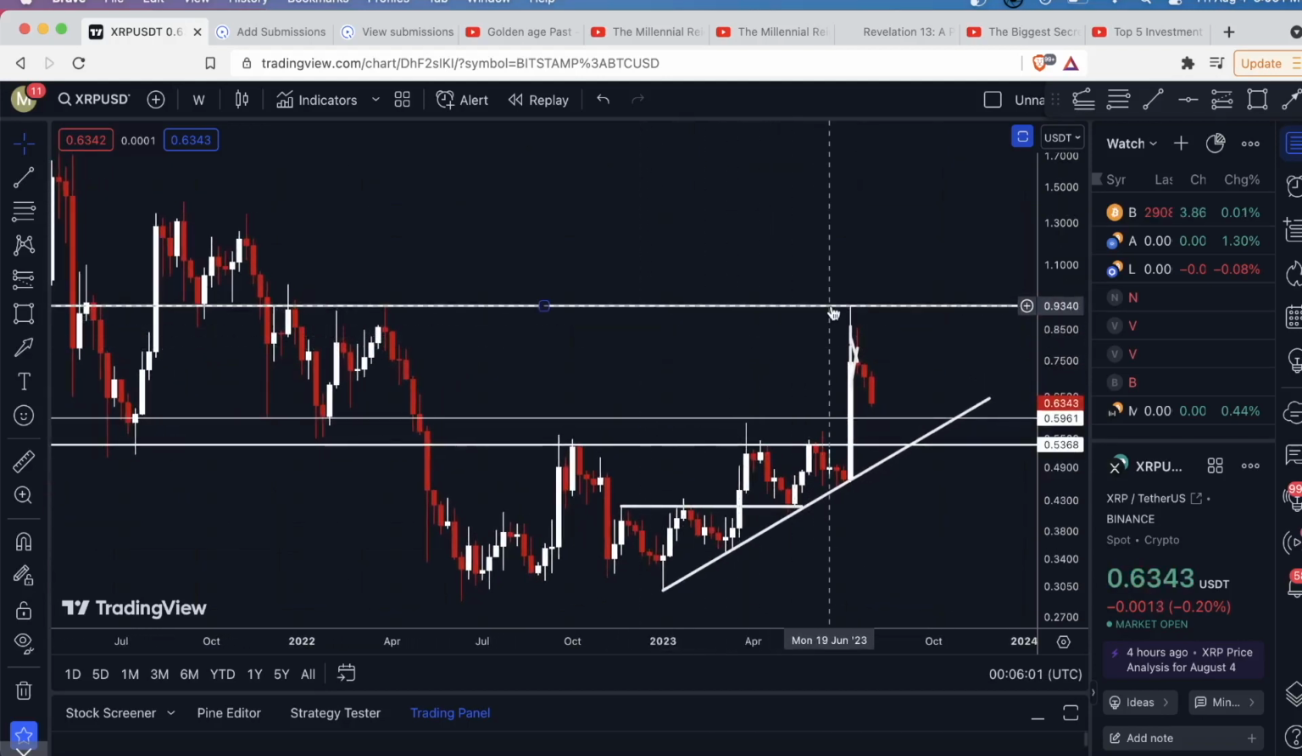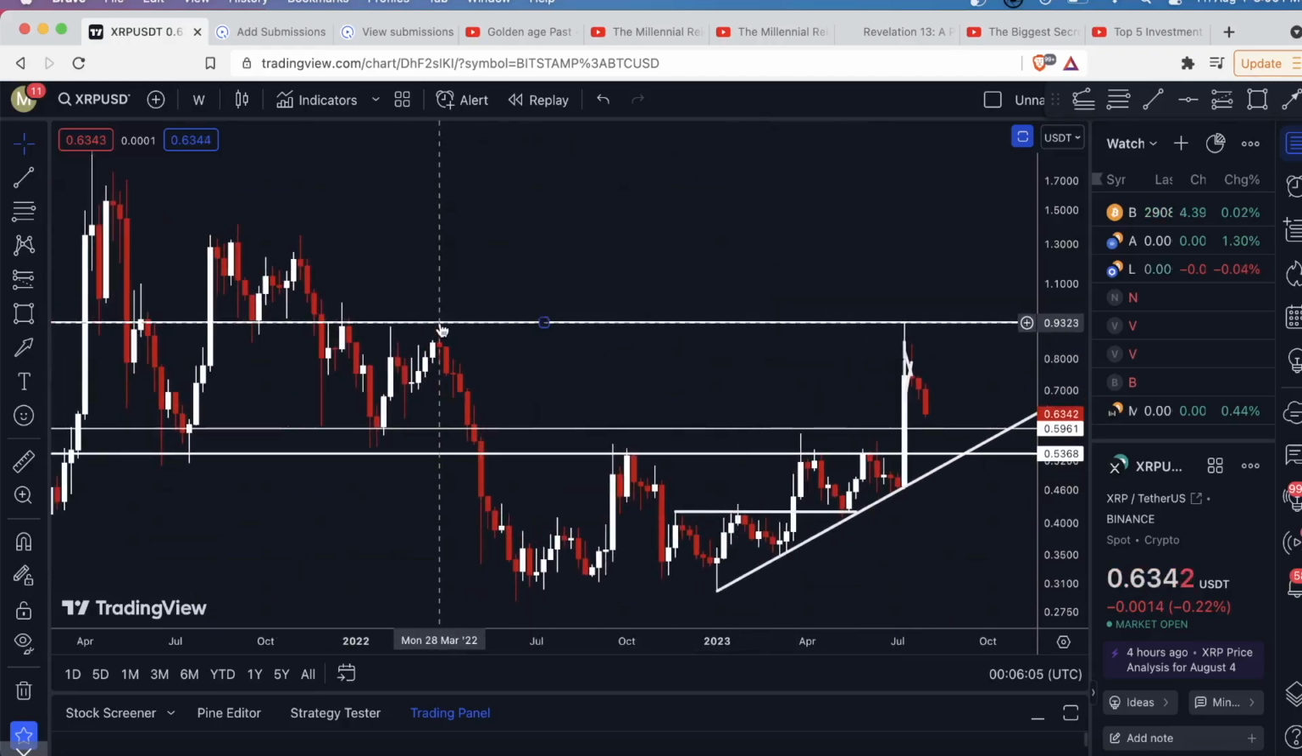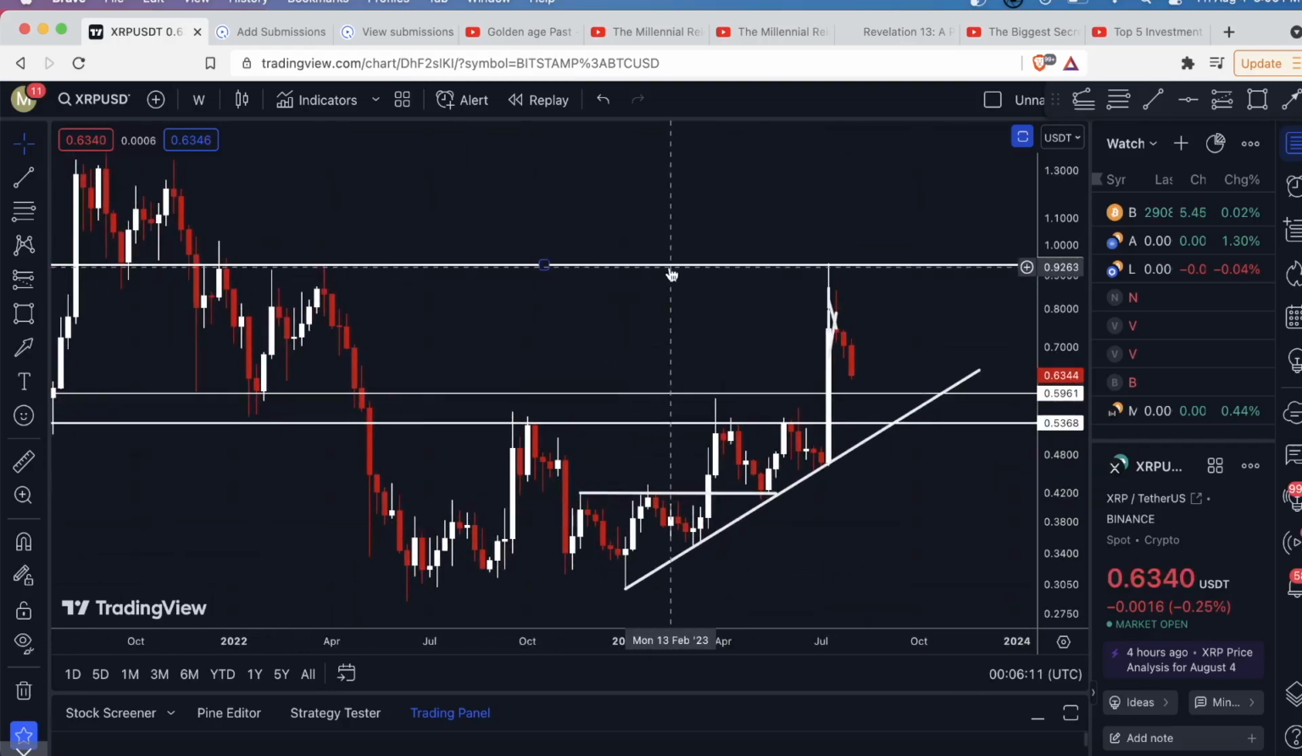And then obviously right here, where we just got rejected, it was this previous high here. It was the high here. It was a resistance level here. And yeah, there's just a lot of price history around this level. So that I would say is around 0.9325. So yeah, mark those levels on your chart if you want to trade.